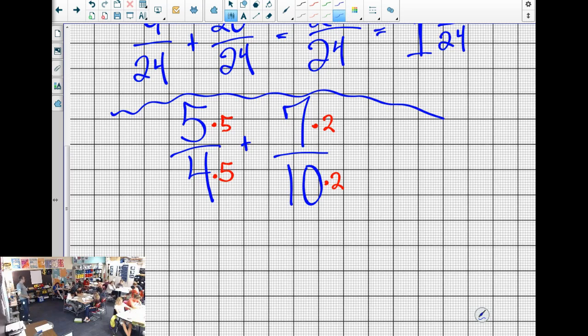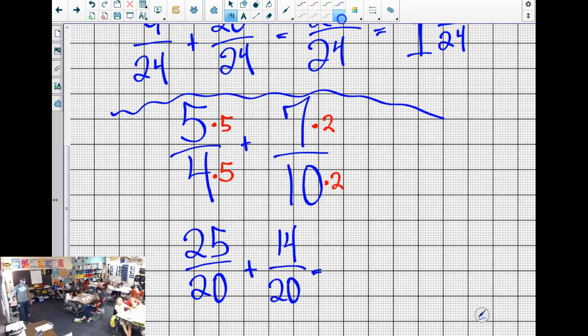Now, I would encourage you, if you're at all struggling, just do exactly what I do. Work it vertically. So we're going to drop these values down as they change. 5 times 5 in the numerator, 25 over 20, plus 14 over 20 becomes, Aiden?